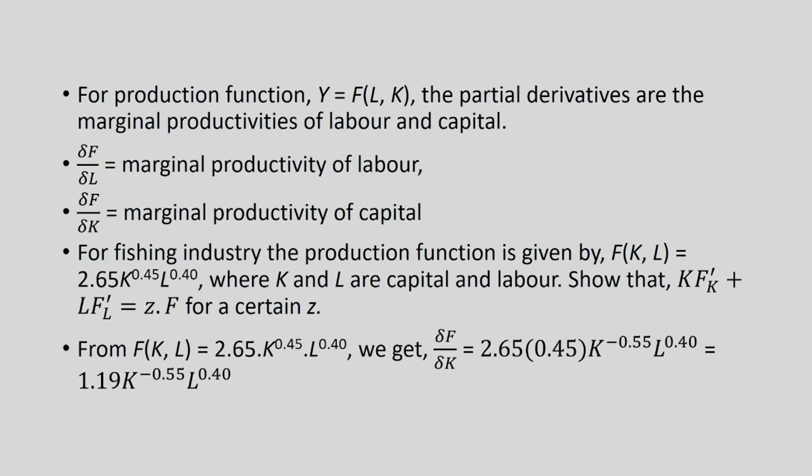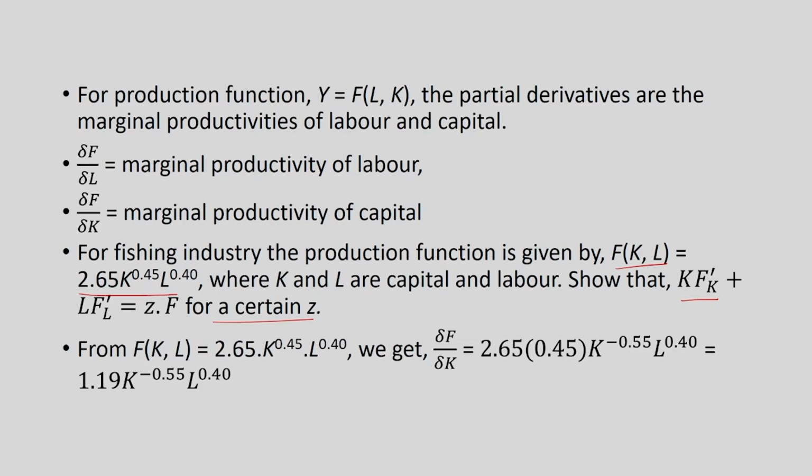So, here is an example. For the fishing industry, the production function is given by f of k, L is equal to 2.65 k to the power 0.45 L to the power 0.4. This is a typical Cobb-Douglas production function, where k and L are capital and labor. Show that k multiplied by f dashed k plus L multiplied by f dashed L is equal to z multiplied by f for a certain value of z. Here f dashed k and f dashed L are obviously partial derivatives of f with respect to capital and labor.